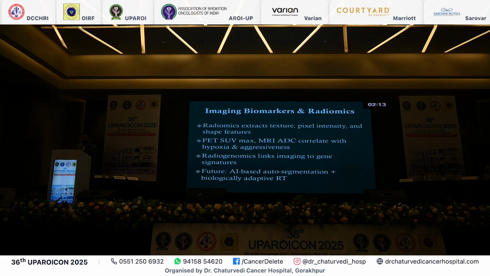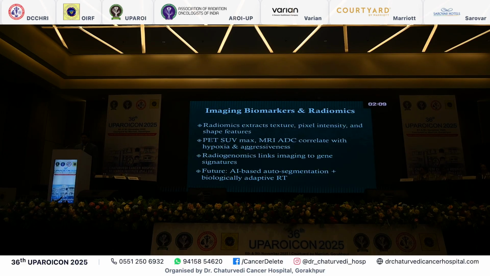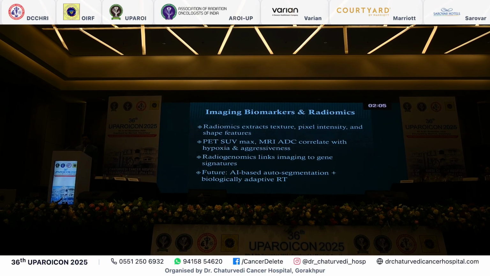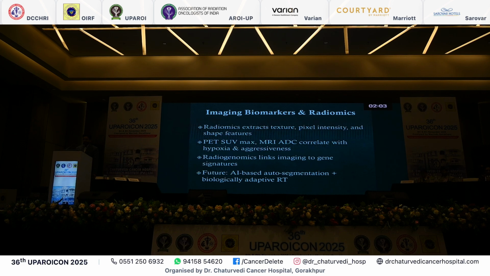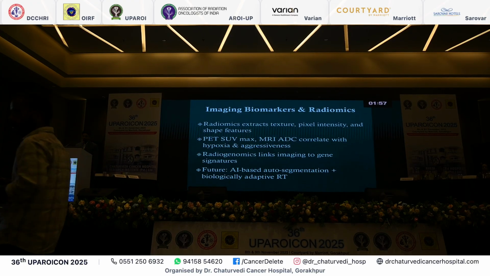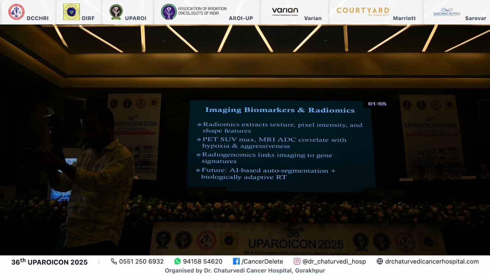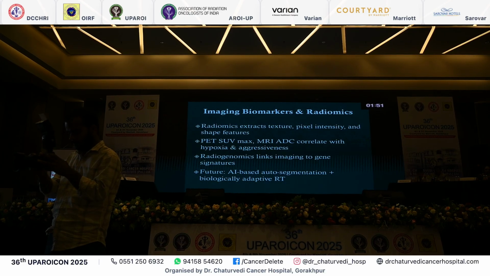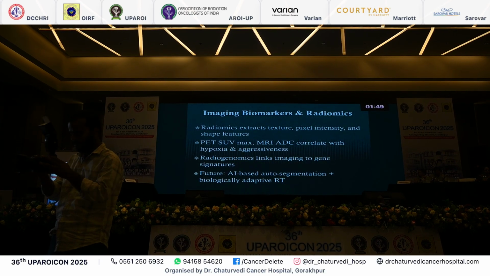Then imaging biomarkers and radiomics. Radiomics extracts texture, pixel intensity, and shape features. PET SUVmax and MRI ADC correlate with hypoxia and aggressiveness. Radiogenomics links the imaging to the gene signatures, and the future is AI-based auto segmentation plus biologically adaptive radiotherapy.